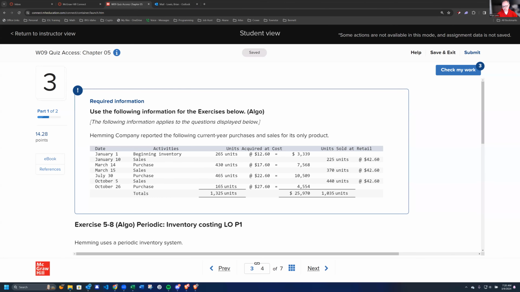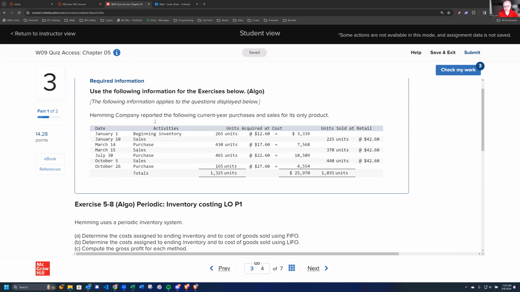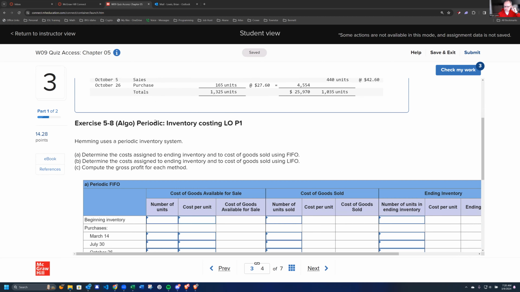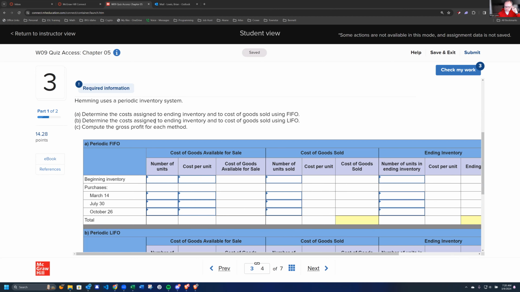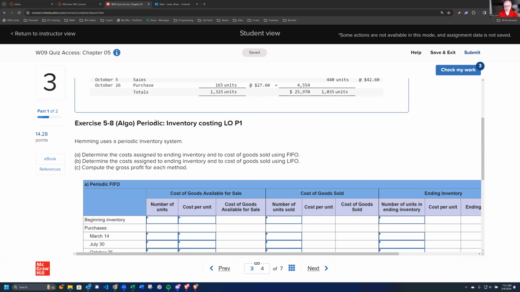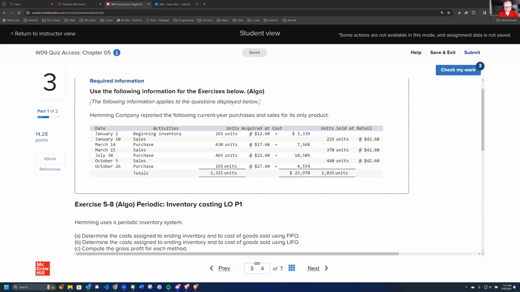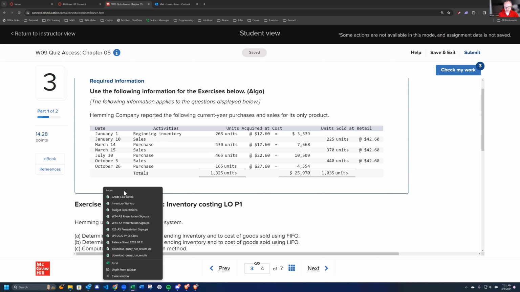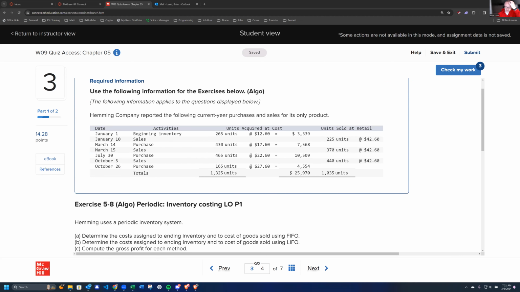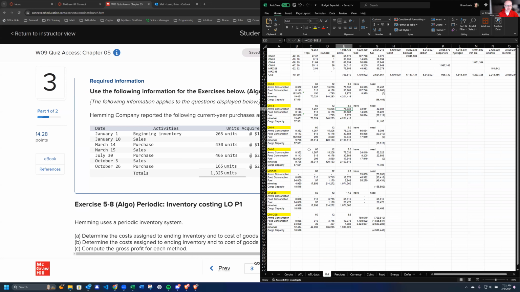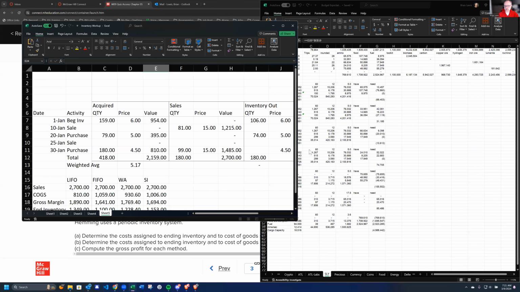Okay, brothers and sisters, this is Brother Lewis coming to you regarding Quiz Access Chapter 5, Problem 3. It is very similar to the other problems in this Quiz Access, and so I will use one of my Excel spreadsheets to work through this and see what we can do from there. So let me pull up an inventory workup spreadsheet. See if we can get that up there.